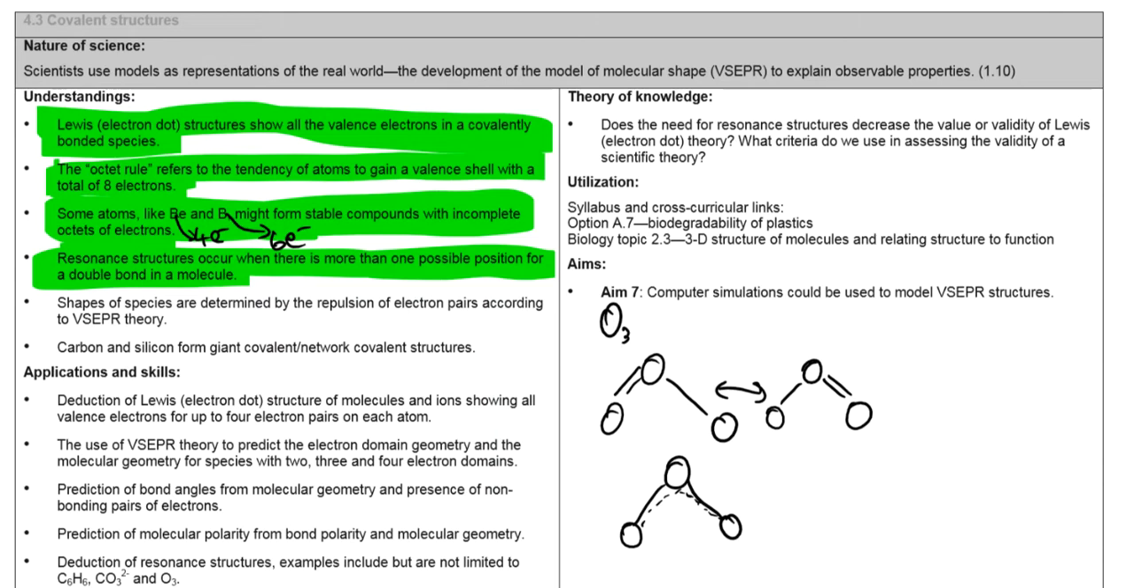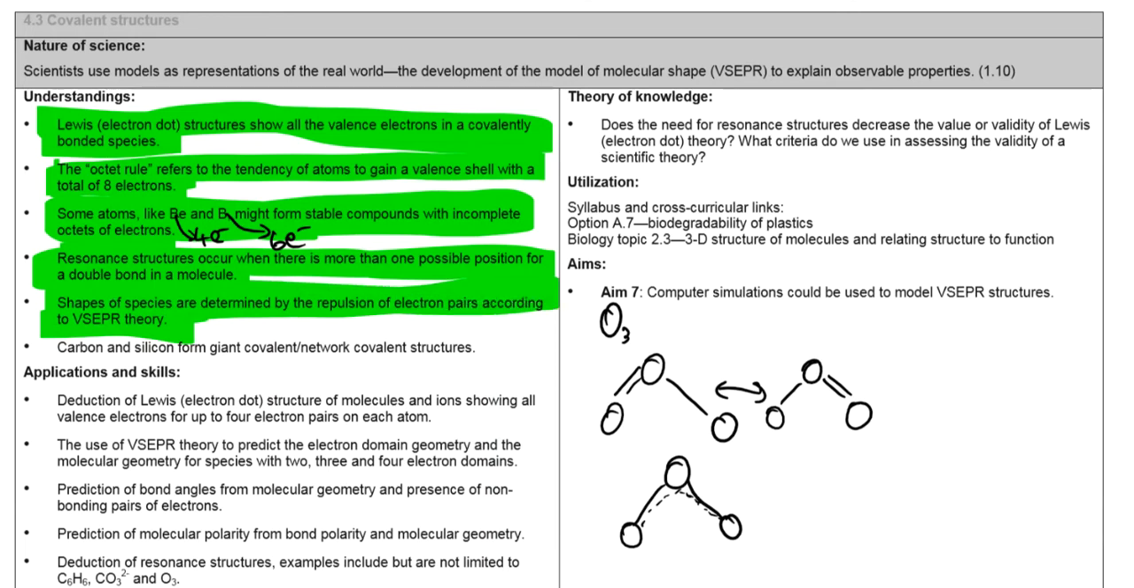Delocalized electrons are electrons that are not fixed in space and can move around. And as you can guess, if electrons can move around and are delocalized, that provides the ability for electrical conductivity. Shapes of species are determined by the repulsion of electron pairs according to VSEPR theory.